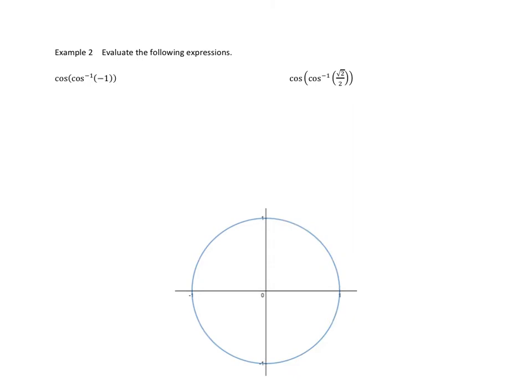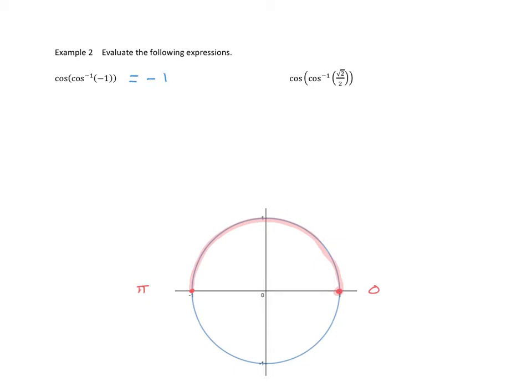In example 2, it seems like the same thing should happen here if we switch to using cosine inverse or arc cosine. Just a reminder, the angles that we're focusing on for this trig function go from 0 to pi. But let's try figuring this first one out. What is cosine of cosine inverse of negative 1? I mean, my guess is that it equals negative 1. That's what I think happens.